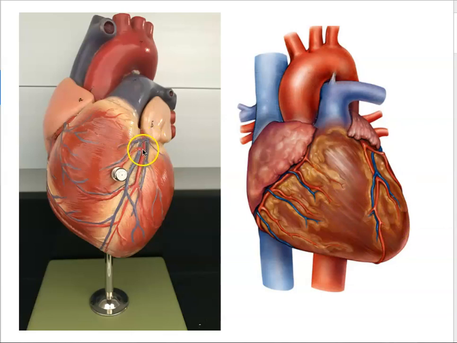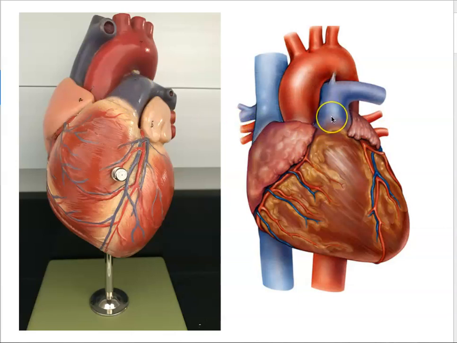Now there's a bunch of blood vessels that are in these sulci, and we're going to get to them in a little bit. Remember, this is the base of the heart. This is the apex. The apex is on the left ventricle. Here's the left ventricle. How do you know this is the left ventricle? Here is the anterior interventricular sulcus that separates the right ventricle from the left ventricle. Left atrium, left ventricle.